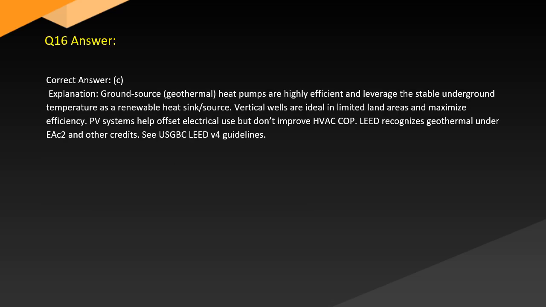Answer. Correct answer: C. Explanation. Ground source geothermal heat pumps are highly efficient and leverage the stable underground temperature as a renewable heat sink and source. Vertical wells are ideal in limited land areas and maximize efficiency. PV systems help offset electrical use but don't improve HVACR efficiency. LEED recognizes geothermal under EA and other credits. See LEED v4 guidelines.